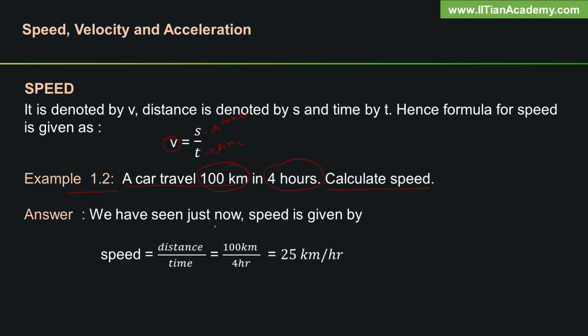Total distance is given by 100 kilometers and time is 4 hours. Hence speed is 100 divided by 4, which is 25, and the unit is km per hour, as distance was in km and time in hours.